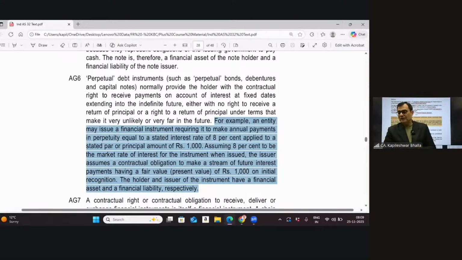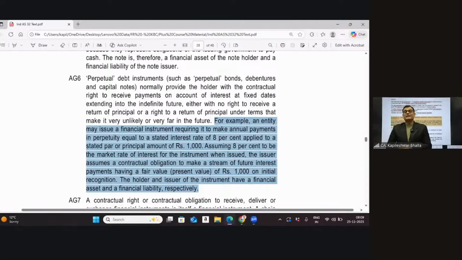What is the proceeds of this instrument? The proceeds of this instrument is supposed to be 1,000. And what is the financial liability component of this instrument? It is 1,000. And why so? The stated interest rate is 8 and the market rate of interest is 8. If the stated rate of interest and the market rate of interest is equal, it becomes a financial liability.